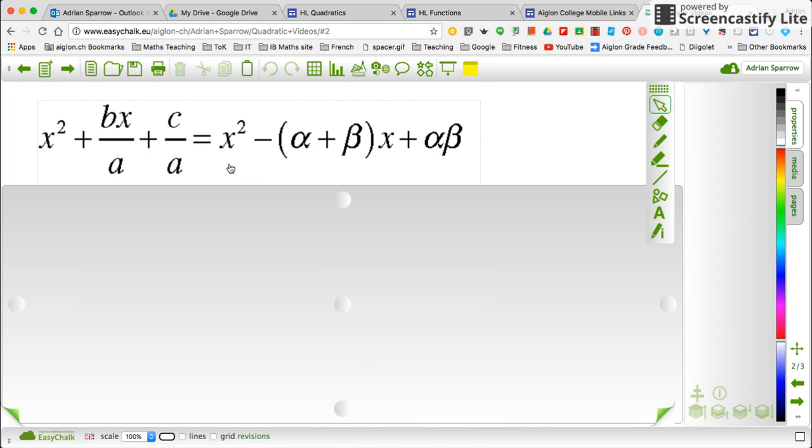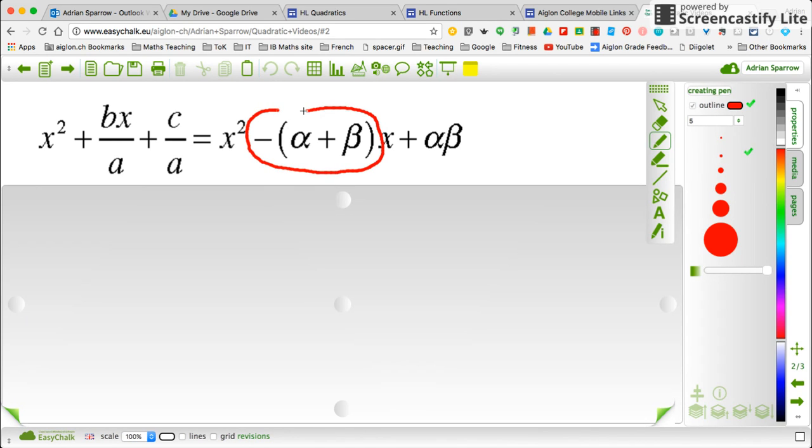Now, we've actually got x squared and x squared. We've got b over a x and minus alpha plus beta x. So these here, take a pen, this bit here equates with this bit here. And likewise, this and this are also the same.